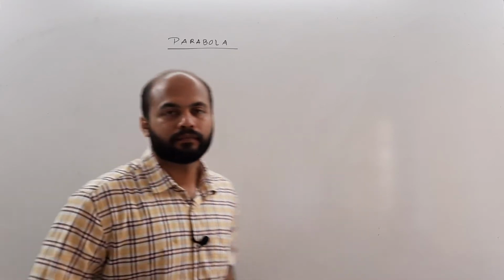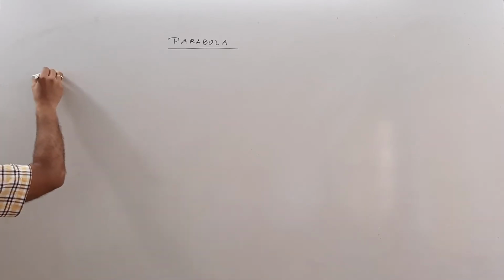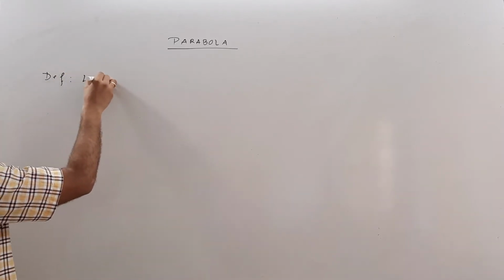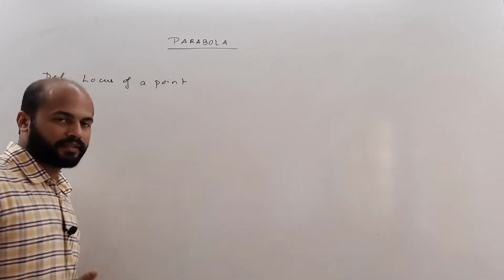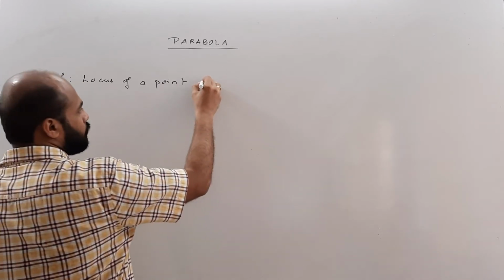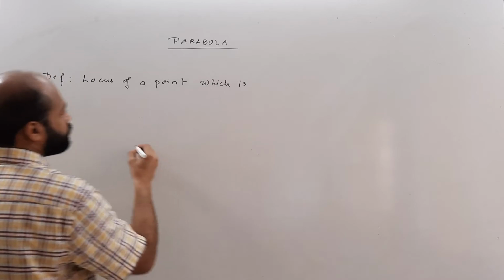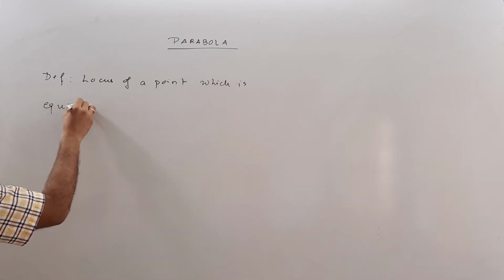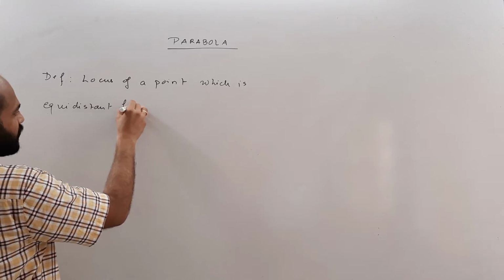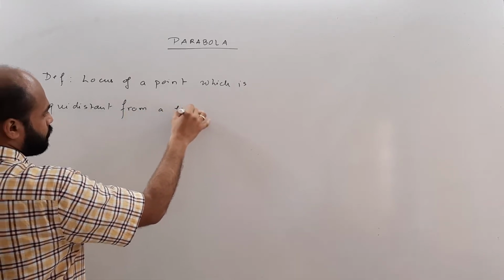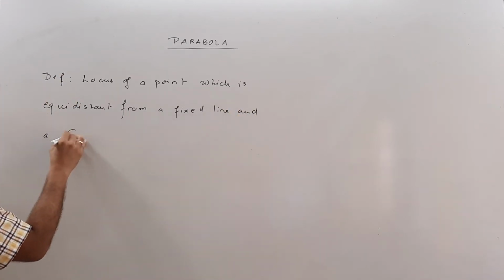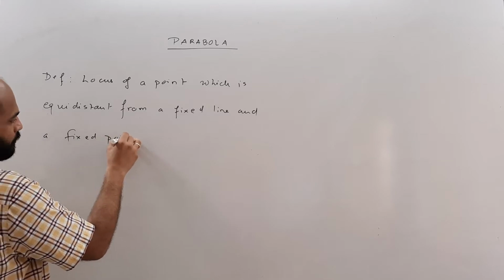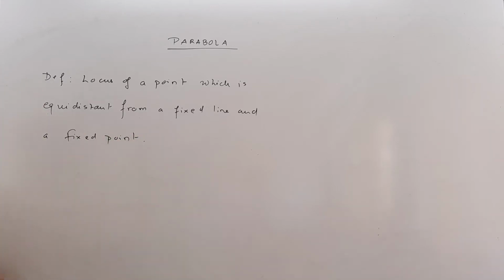So it is defined as the locus of a point. Parabola is defined as the locus of a point which is equidistant from a fixed line and a fixed point. So let's say that this is a line and this is that point.